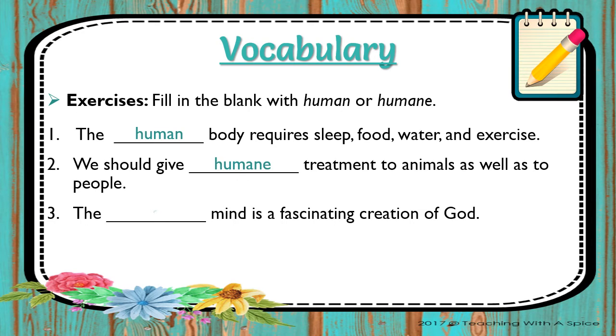And number 3, the human mind is a fascinating creation of God. Again, this is a characteristic of human beings, so you want to use human mind, an adjective describing the characteristic of a person, and so we use human. Okay, very good.